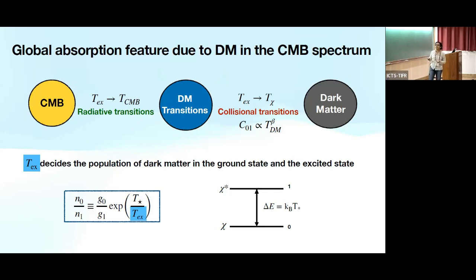So when we put this picture into our universe where we have CMB and we have dark matter, which are two systems at two different temperatures, then these two systems talk to one another through these two-level transitions. One is the radiative transition that I talked about. So if CMB photons are more in number or these processes dominate, then this population level is going to be decided by the CMB temperature. And if dark matter collisions dominate, then this temperature will be decided by the dark matter temperature.